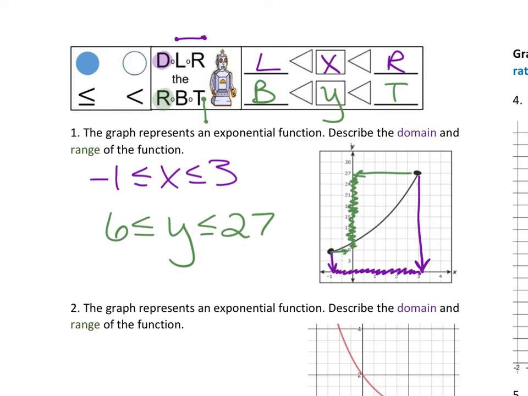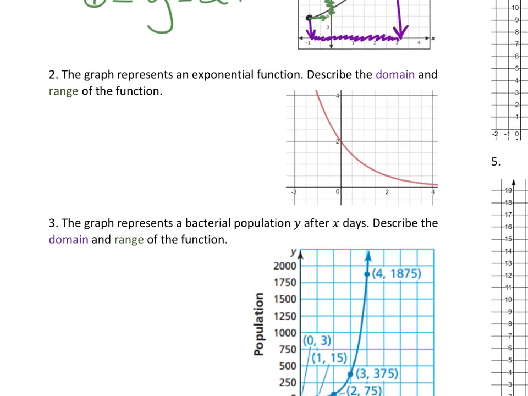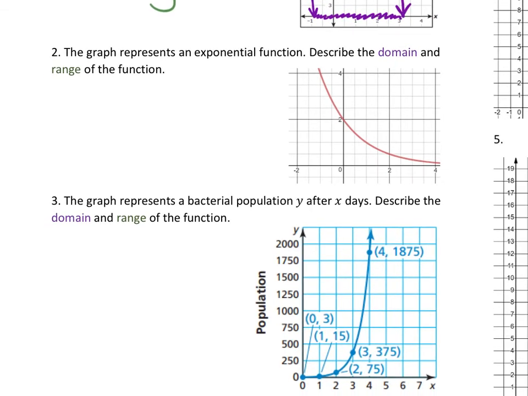We've talked about domain and range before, so this should really be a review of the concepts of domain and range, just with a new type of function, a curve, an exponential function. Now we get into some really cool ones here. On number 2, it says to describe the domain and range again.